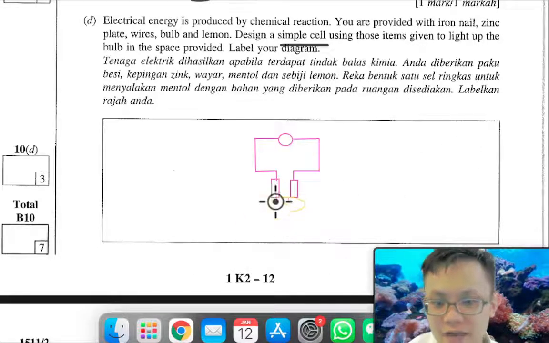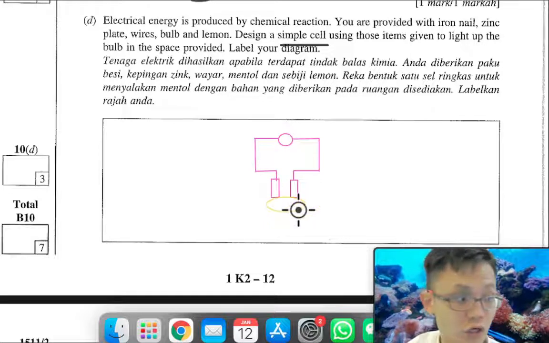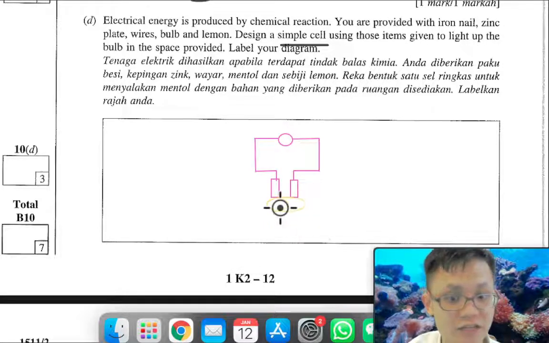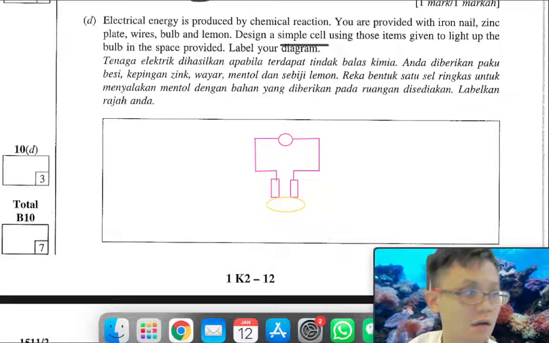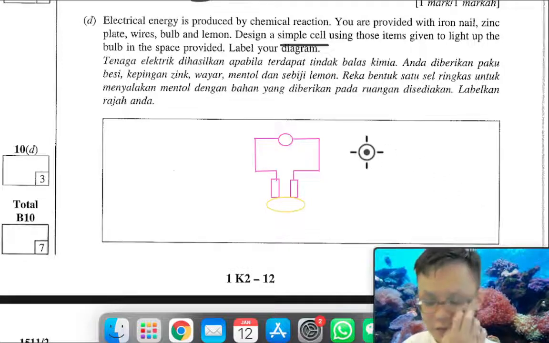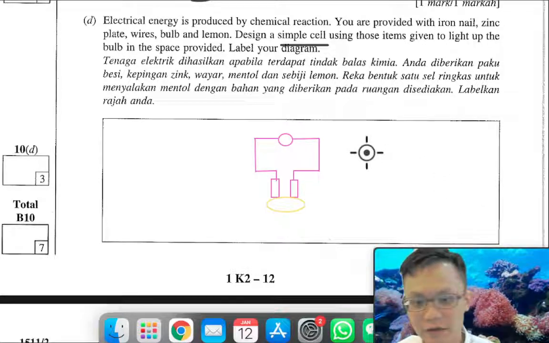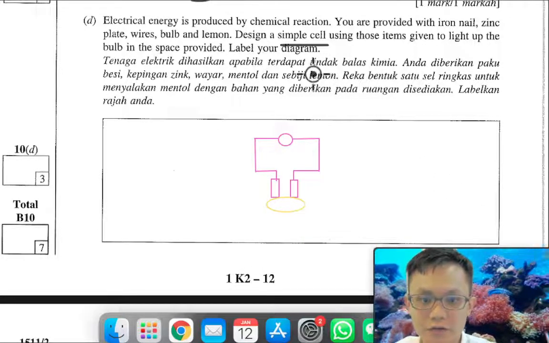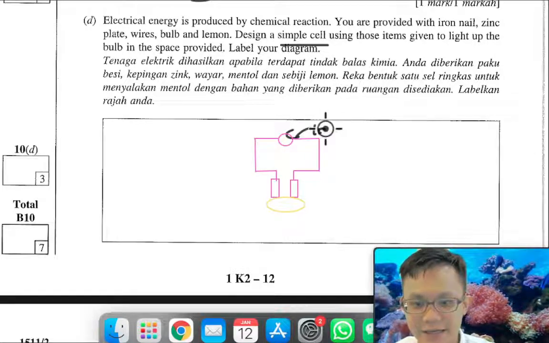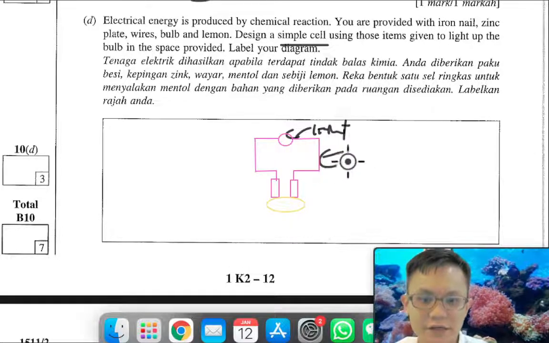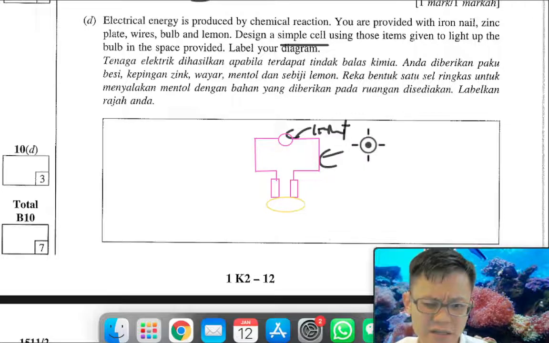Okay, very good. I think you did a good job, but there's a few things you need to add. You need to add the labels. I think that so far so good. So just put light, and then the wire.